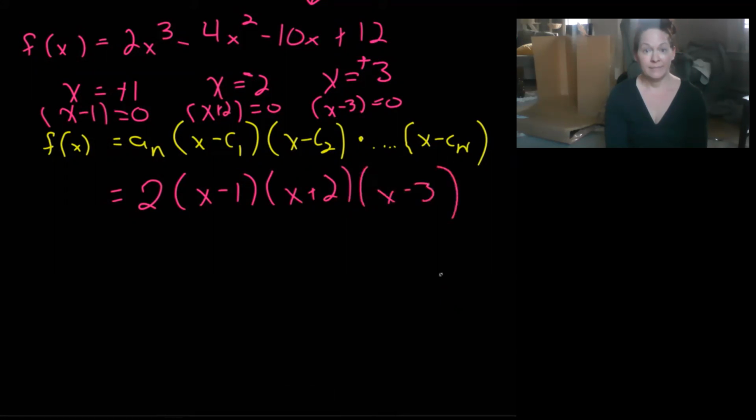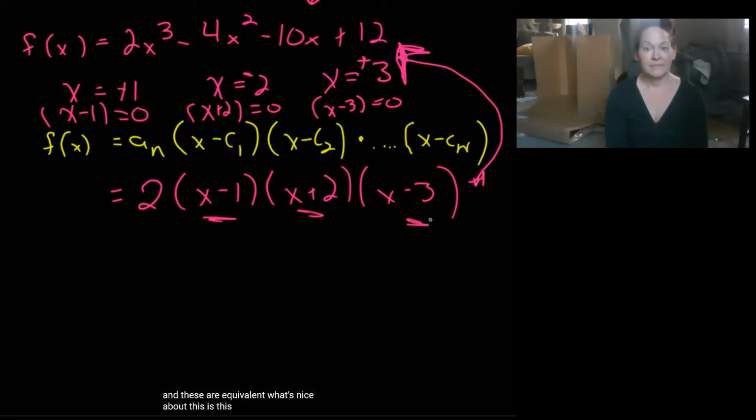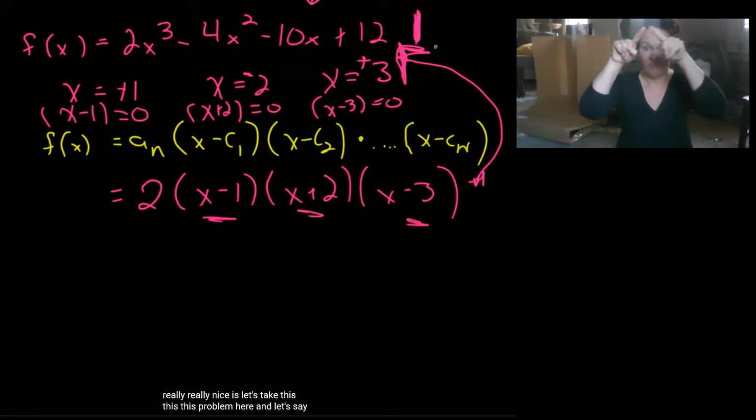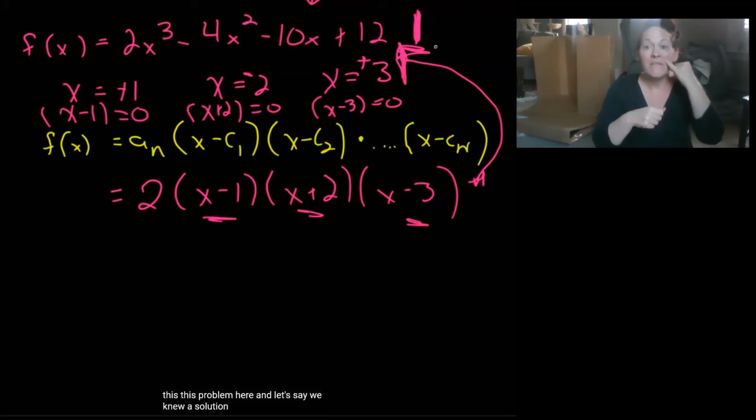And these are equivalent. What's nice about this is it tells us exactly where the function equals 0, which helps us solve problems. So what would be really nice is, let's take this problem here, and let's say we knew a solution. We knew one solution. Let's say we knew x minus 3.